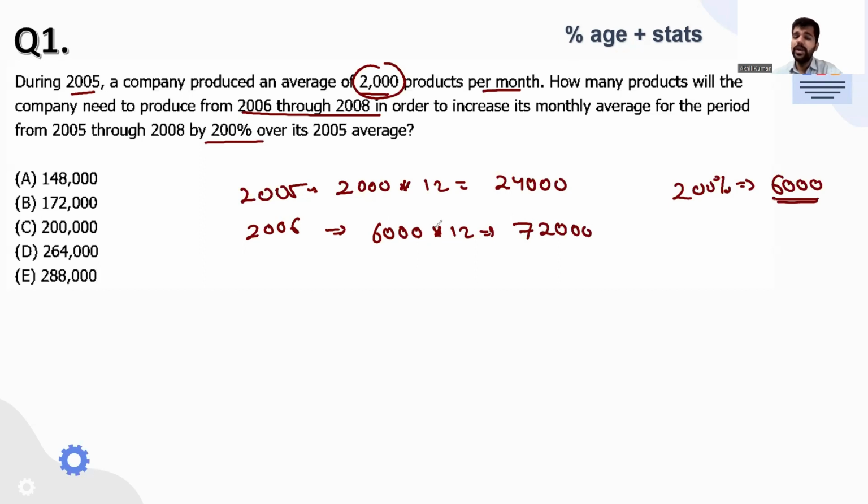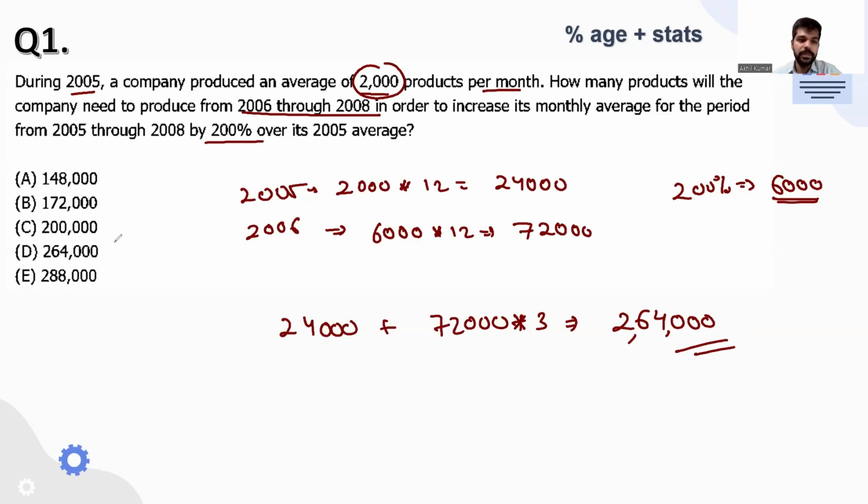We need to find out the average number of product from 2005 to 2008. In 2005, it is 24,000, whereas in 2006, it is 72,000. Same for 2007 as well, 72,000, and same for 2008, again 72,000. So simply, we can multiply with this three. If we do that, the final answer after doing the calculation will come out to be 264,000. That is option number D, which is absolutely the correct answer.